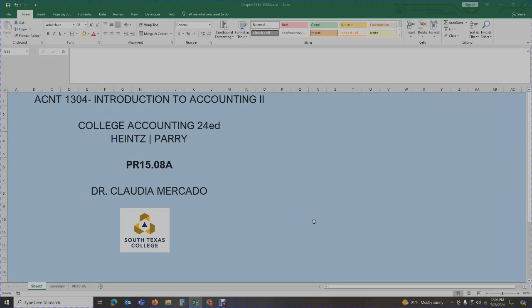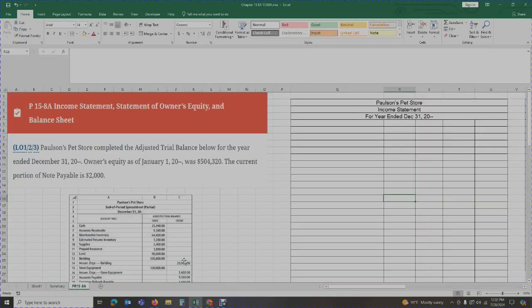Now, like every other lecture, I do want to remind students to please read the chapter before you attempt any of your assignments. Okay, reading needs to occur first. That way you become familiar with the content and you have a better understanding and can apply it to your problems. Now, this problem that we are going to be covering is comprehensive. It will be on your exam. It is the completion of all three financial statements for a merchandising company.